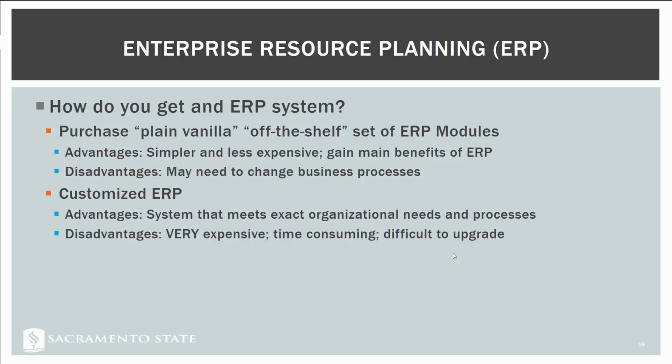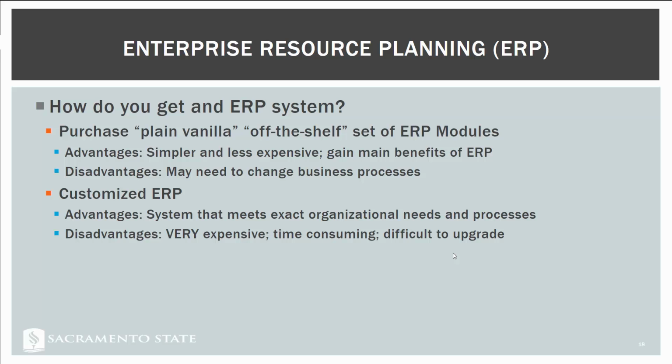But here's the problem. What if our business processes don't align with that plain vanilla system? Well, they're supposed to be best practice, but what happens if we have business processes that are our company's competitive advantage? Should we change our best competitive advantage so that it matches up with the new system? Maybe not. On the flip side of that is we have the ability to customize our ERP system.